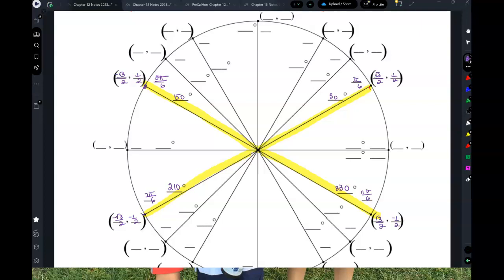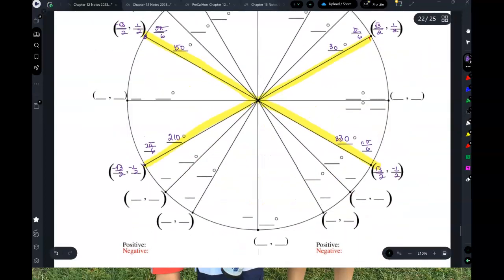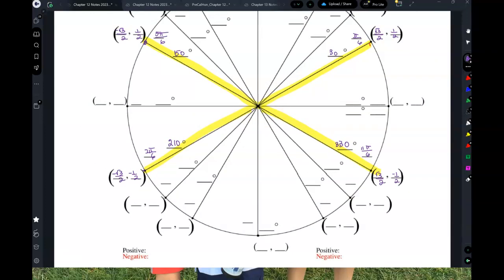Now, here's where we are heading. Suppose somebody asked you for the cosine of 30. Cosine, remember we said, was the x coordinate. So cosine of 30, to get to that point right here, cosine is the x value. How much do I go horizontally? The longer amount, √3/2. So cosine of 30 is √3/2. Okay?